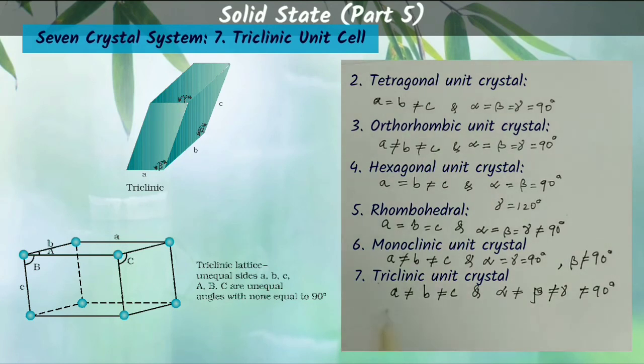In the above discussion we have encountered terms like primitive, body-centered, and face-centered many times. In the next class we are going to discuss the number of atoms present in such unit cells.